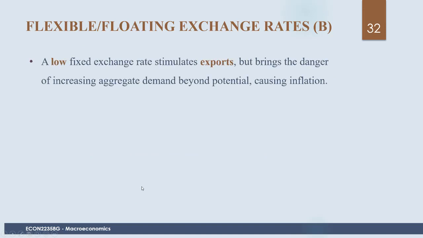So a low fixed exchange rate would stimulate exports, right? That would be, I think China does this. They have a fixed exchange rate, and so they can lower that fixed exchange rate, and automatically Chinese goods would be cheaper to us because we don't have to give up as much of our currency to get their currency. But it depends on when you do this. This is a policy you could do if you wanted to stimulate the economy.